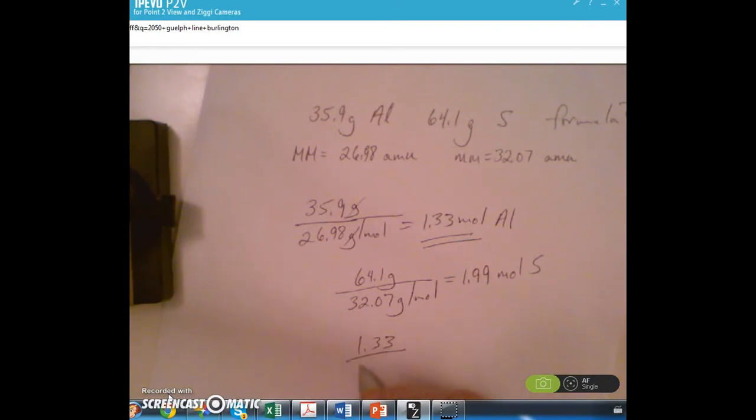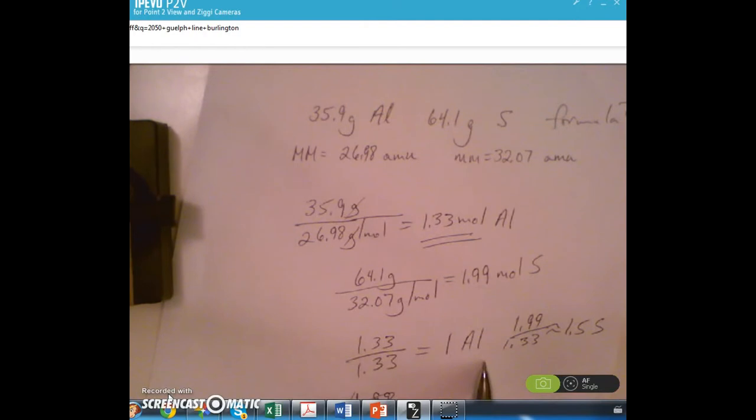1.33 over 1.33, of course, gives us 1. And 1.99 over 1.33 is just about exactly 1.5. So, for every mole of aluminum, we have 1.5 moles of sulfur.